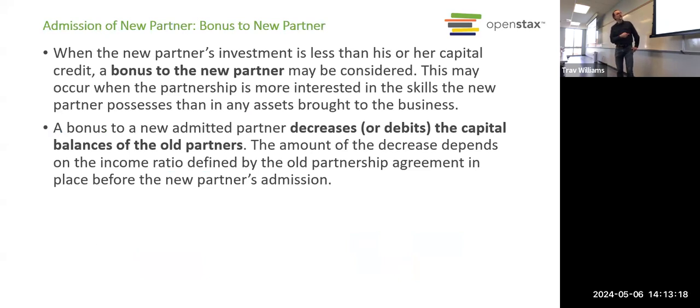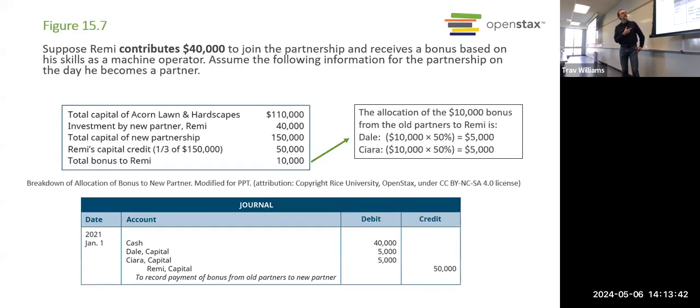Okay, sometimes it might be the opposite. Instead of the existing partners getting a bonus from the new partner, sometimes the existing partners might give a bonus to the new partner. So if there's somebody you really want to be a partner, that bonus might be an incentive to get them to come on board. So that's what's happening here. In this case, the 2 original partners had each contributed 55,000. So between them, there was $110,000 of capital.